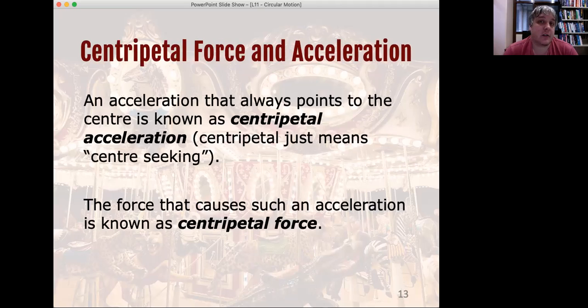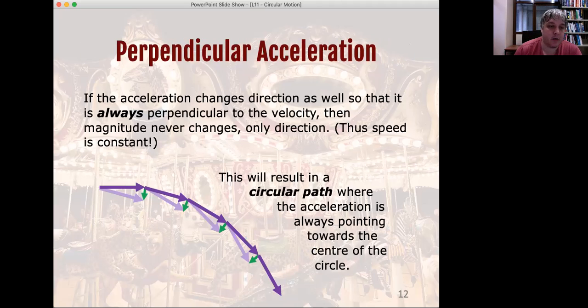So an acceleration that is constantly perpendicular always points towards the center. I'll go back a slide actually and just point that out. If you look at those little green acceleration vectors, you can imagine that if you continued those lines, they're all going to meet right in the middle of the circle that would be traced out by the velocity vectors.